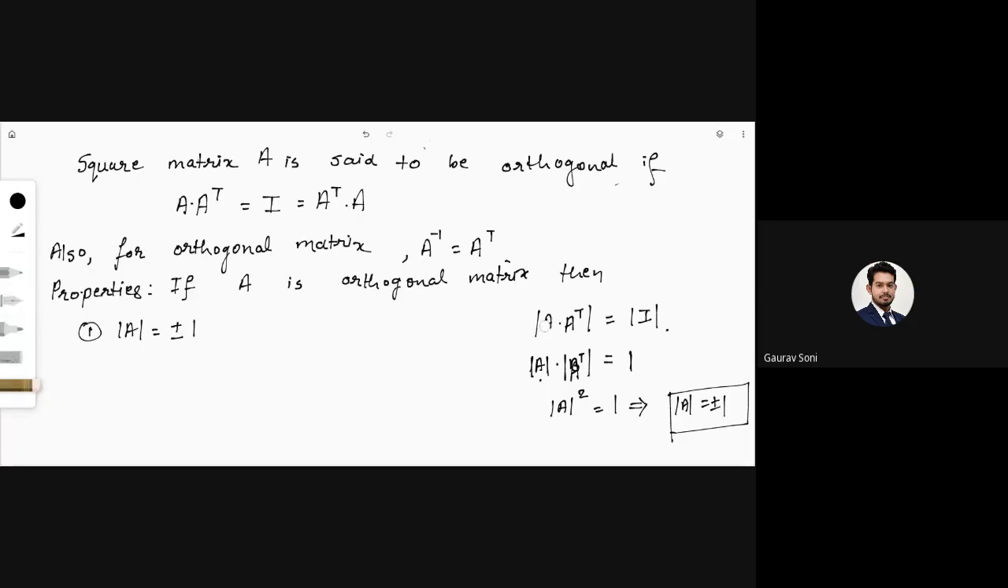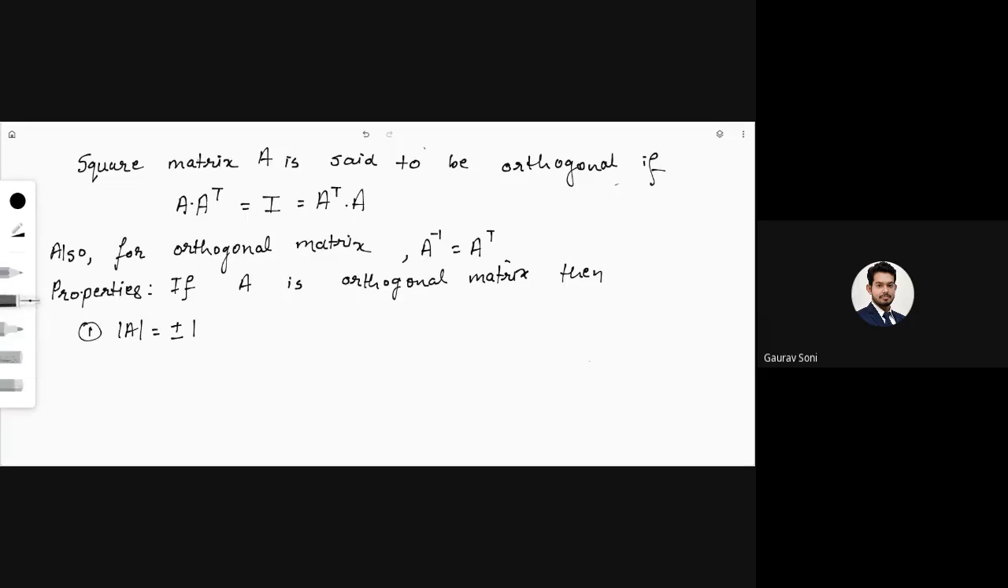Look, this is a one-way statement. If it is orthogonal, then this will happen. So you cannot do that, that you are taking the determinant, you find out yes it is plus minus 1, and you declare that A is orthogonal. No. This is only when A is orthogonal. Okay, you cannot use this the other way around.